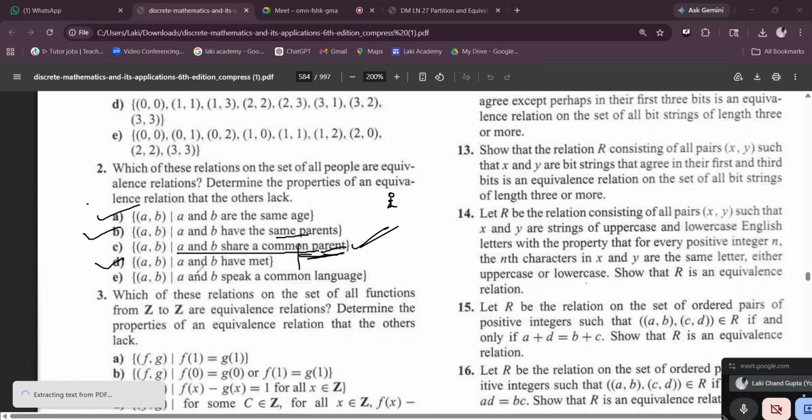A and B have met. A met himself, B met himself, so this is reflexive. If A and B have met, then you can also say B and A have met, so it is symmetric. A and B have met, B and C have met. It is not necessarily true that A and C have met. Suppose you met your father. Common parents means what?